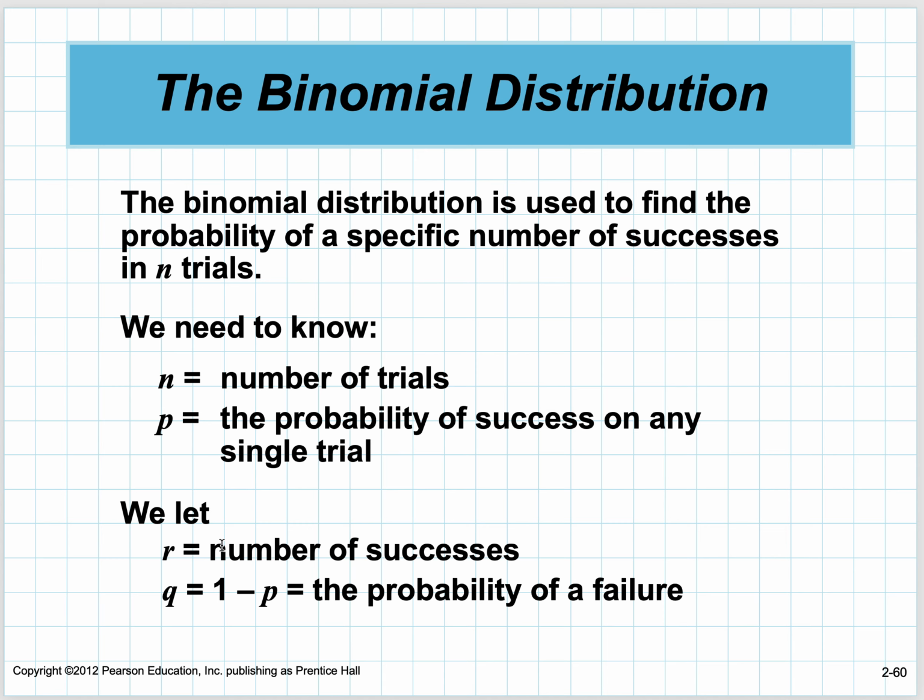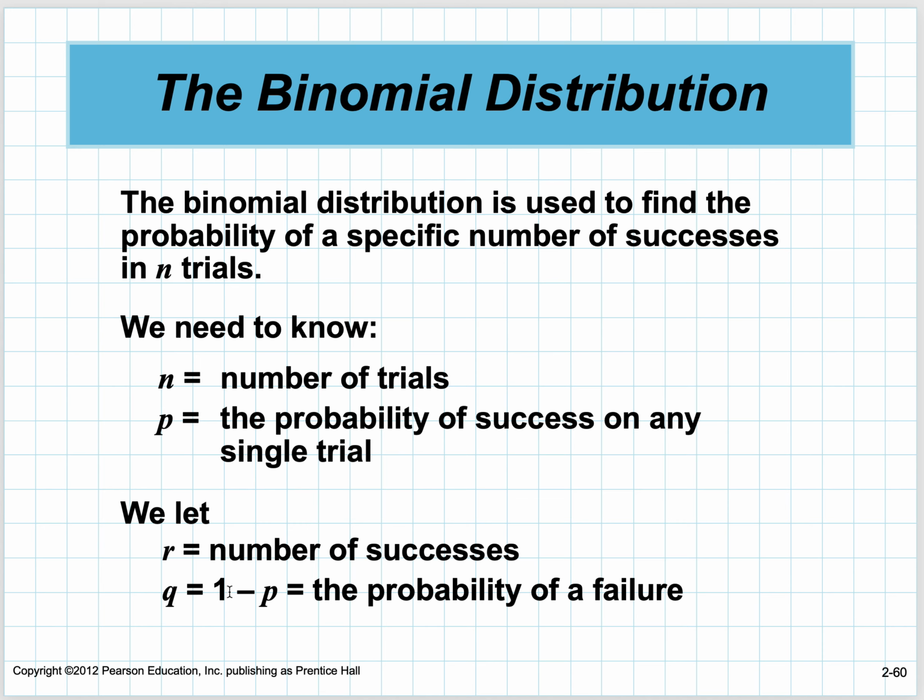Now r is the number of successes we have out of the n trials. So r is always less than or equal to n. We could have 0 successes all the way up to n successes. Those would be the values that r could take.